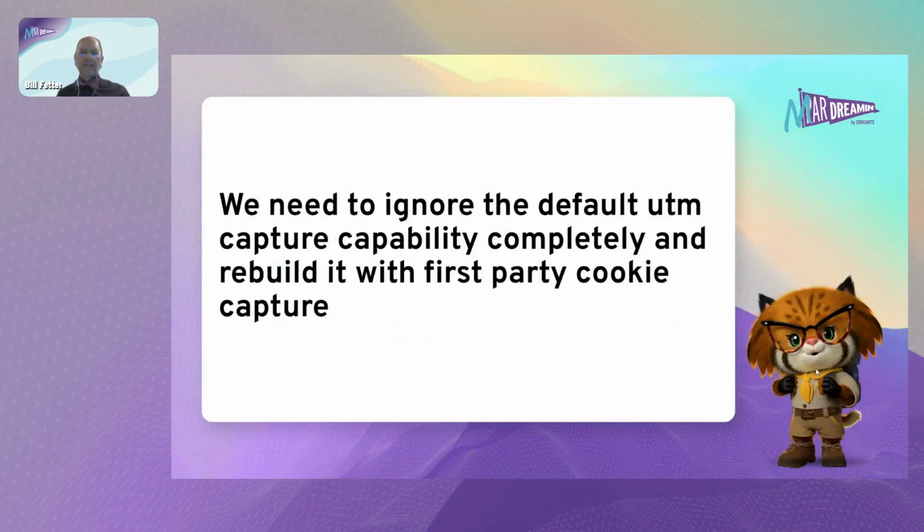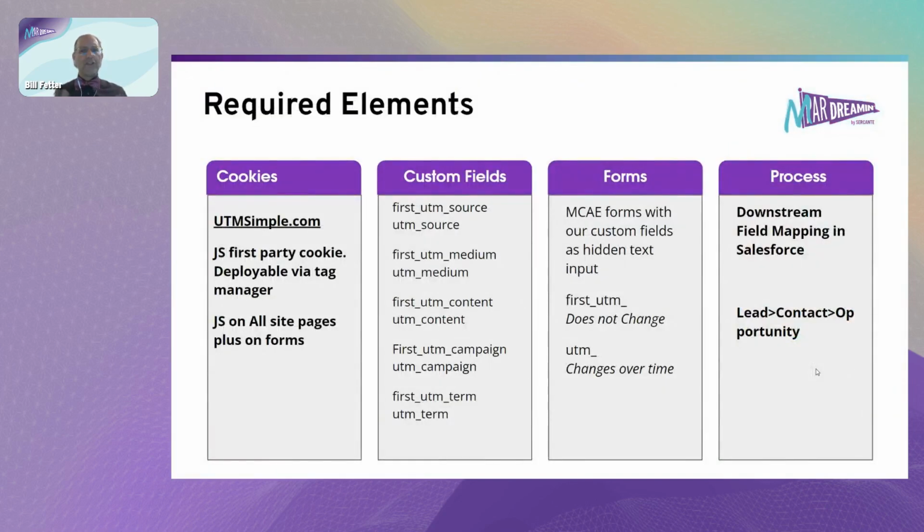How do we fix this problem? Well, first of all, we need to just ignore the default UTM capture capability completely and just rebuild it with first-party cookie capture of these UTMs. So here's the elements that we're going to use. Here's the recipe, if you will. First of all, we need a first-party cookie, and I'm recommending this tool called UTM Simple. It's very, very lightweight and pretty inexpensive. Depending on your site traffic, it's relatively cheap.